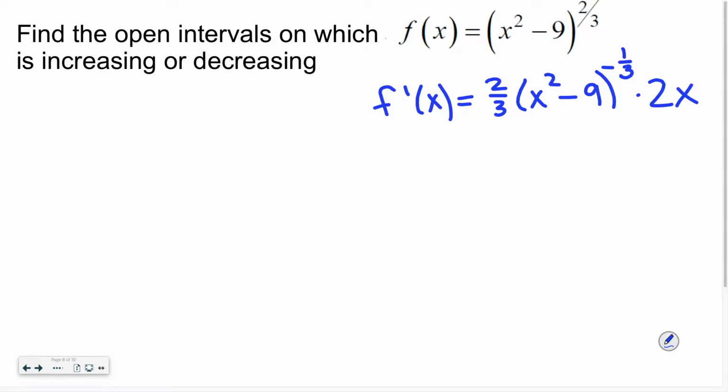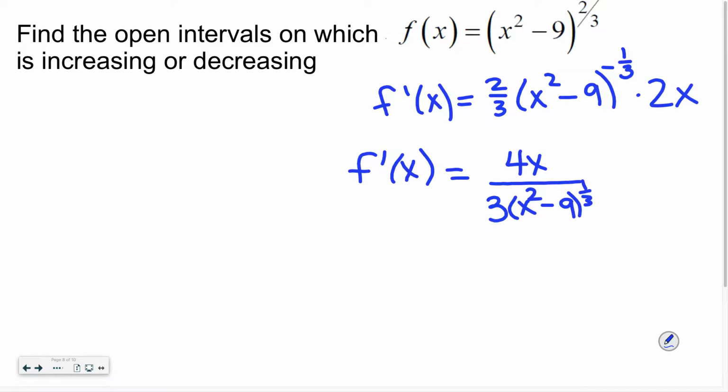Now, knowing that we need to set this equal to 0 and determine potentially where it's undefined, let's rewrite it and make it look a little different. As I said yesterday, if you have a negative exponent, I encourage you to move it across the fraction bar. So I would like to write this as 4x divided by 3, and then the x squared minus 9 to the 1/3 power would move to the denominator so that the exponent can now be positive. Why is this important? Well, we need to know where our derivative is 0 and undefined. And having that negative exponent now in the denominator as positive makes it easier for us to determine those undefined values. So our critical numbers.